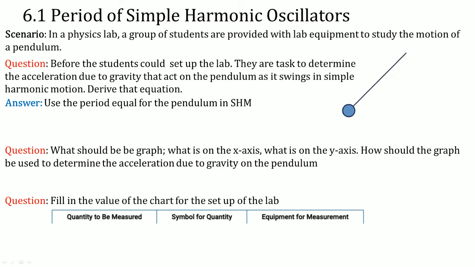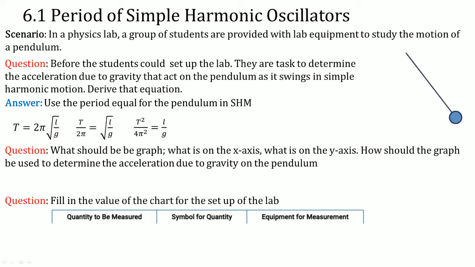Answer. You're going to use the period equation for the pendulum in simple harmonic motion. In the formula sheet, for a pendulum, the period T is equal to 2 pi square root L over g. Divide 2 pi to both sides. Square both sides to get rid of the square root. You get T squared divided by 4 pi squared equals L over g.